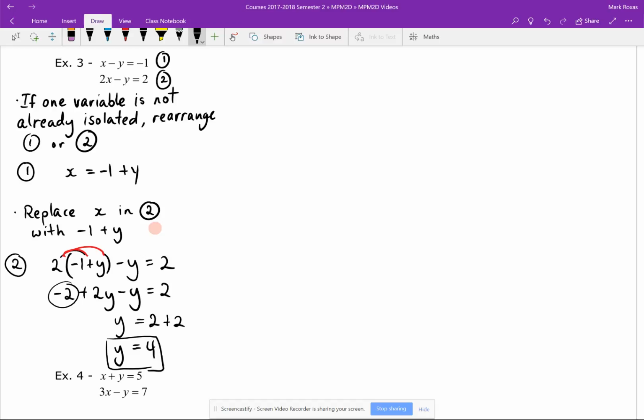Okay. Then everything else is just like the previous example. So the next step would be substitute y equals 4 into either equation 1 or equation 2. So you look, which one would be easier? Well, it looks like equation 1 will be easier because there's fewer steps. I don't have to multiply as much, and the numbers look smaller, so let's use that.